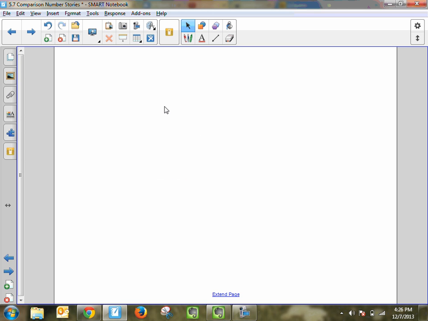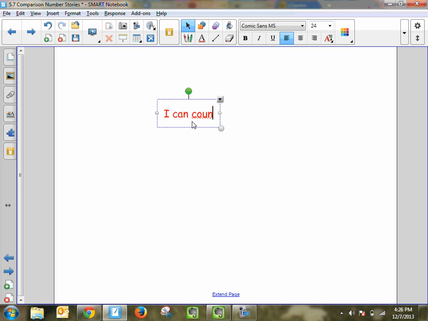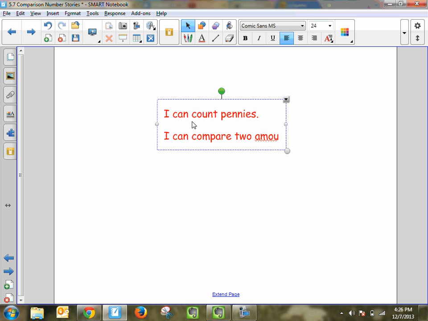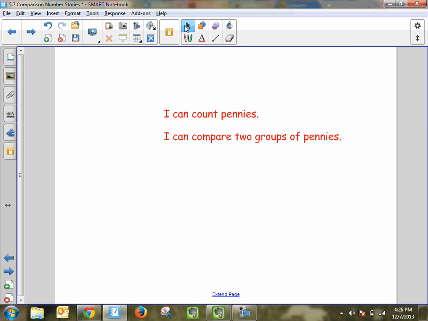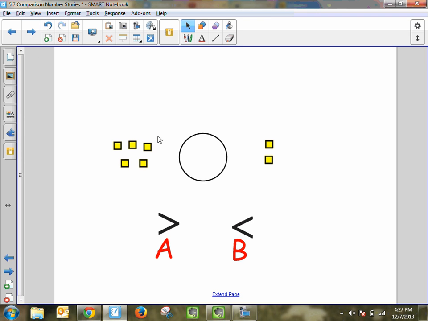So today's goal by the end of the lesson is that I want you to be able to say, I can count pennies, which I'm sure most of you can already do. And then the second thing that I want you to be able to do is to say that I can compare two amounts, or we could say two groups of pennies. So by the end, again, you're going to be able to count pennies, as well as compare two different groups of pennies. So let's get started, and we're going to begin with some base 10 block practice.